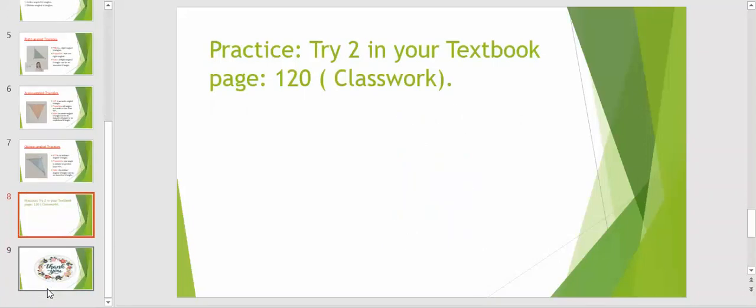Okay, so after we learn about classifying triangles, we gonna practice Try 2 in your textbook page 120 together. It must be your classwork also. So try to remember the 5 kinds of triangle together.